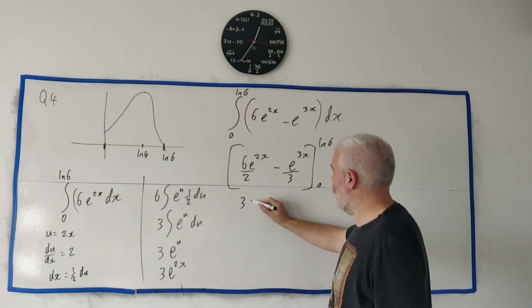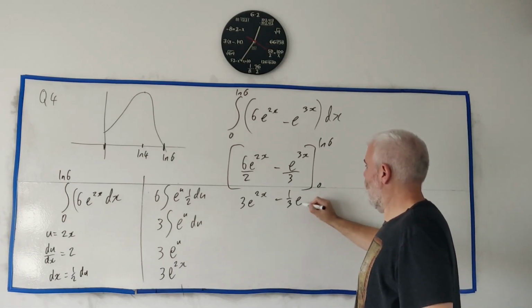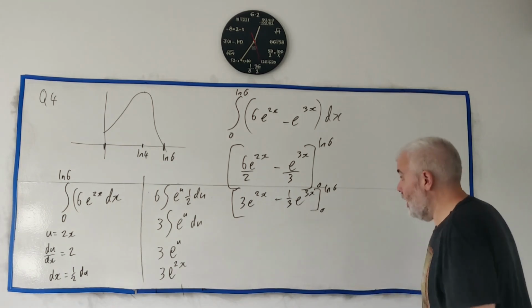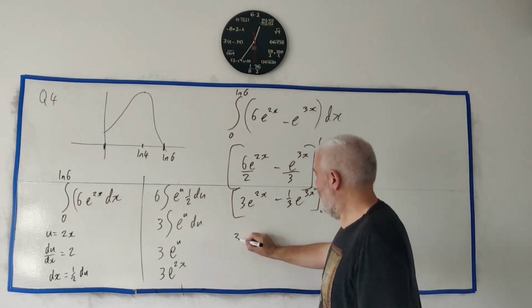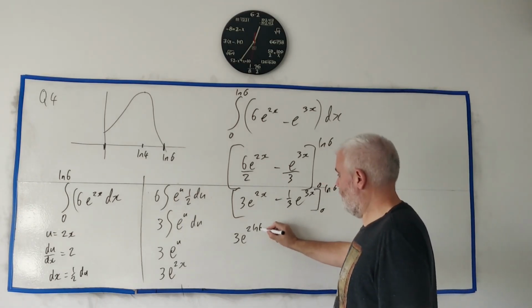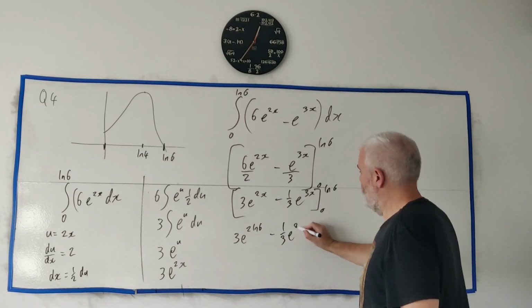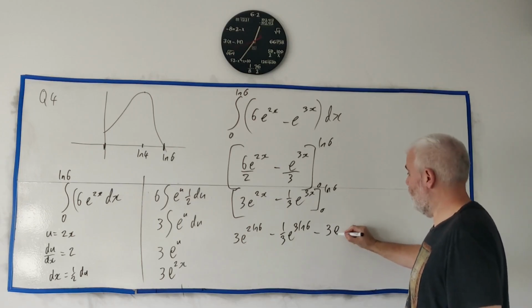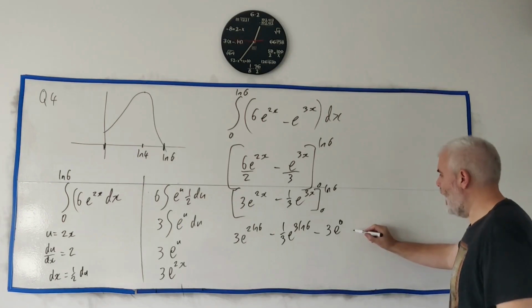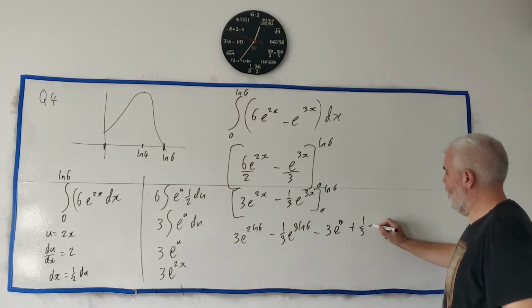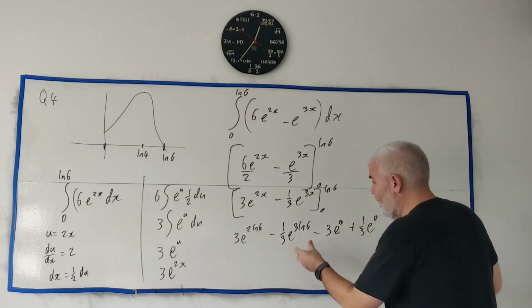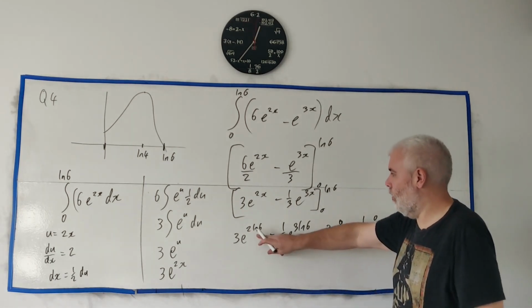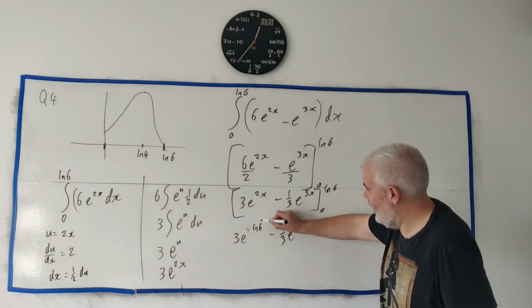We can clean this up slightly: 3e to the 2x minus 1 over 3 e to the 3x. Again, this is evaluated between 0 and natural log 6. So let's just start filling this in. Natural log 6 goes in here: 3e to the 2 times natural log 6 minus 1 over 3 e to the 3 times natural log 6. And then we put 0 in and we take that away. Minus 3e to the 2 times 0, which is 0. Minus minus is a plus, 1 over 3e to the power 0. We need to do a little bit of work with the logs. 2 natural log 6, your calculator will tell you, but it's also that this 2 can move in and become a power up there.